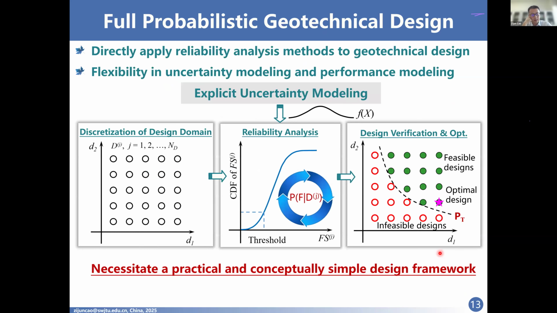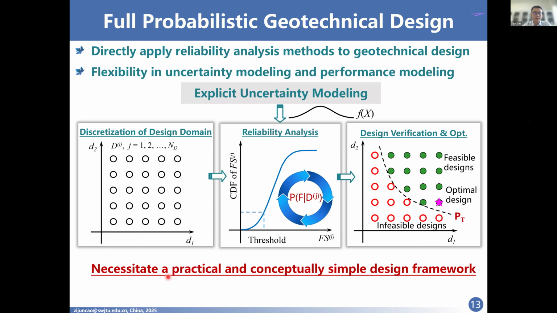Full probabilistic design requires explicit reliability calculations of the different designs. It provides significant flexibility in uncertainty modeling and performance modeling, hence is particularly suitable to geotechnical designs. However, uncertainty modeling and reliability analysis require expertise in statistics and probability theory, which may not be available to geotechnical practitioners.